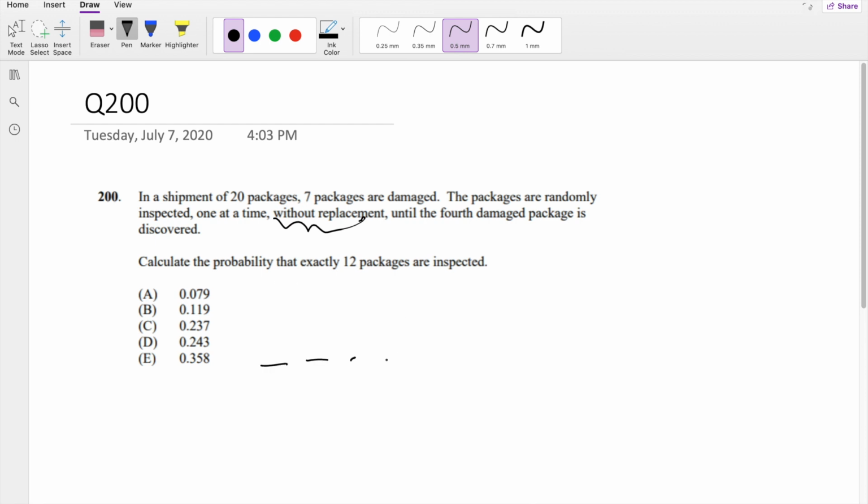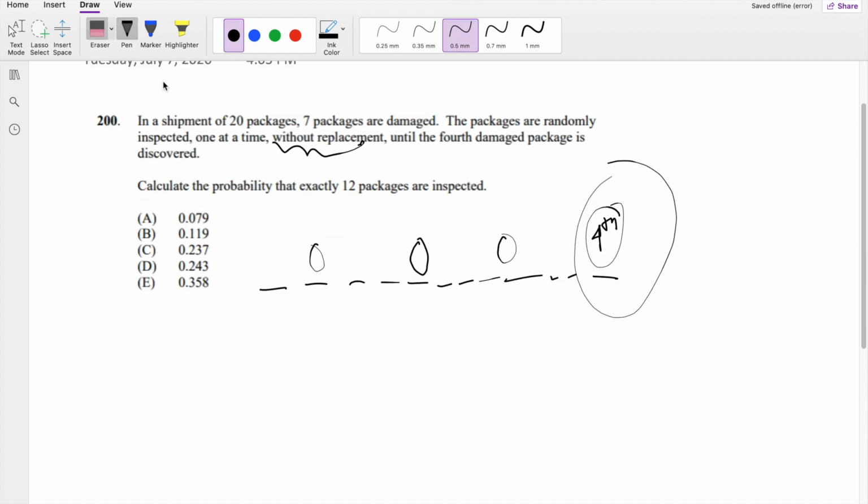So it's inspected 1, 2, 3, 4, 5, 6, 7, 8, 9, 10, 11, 12. It's inspected until the 4th damaged package is discovered. So this one has to be the 4th damaged. But you don't know where the other 3 are. It could be somewhere like that. Okay, so let's set it up.